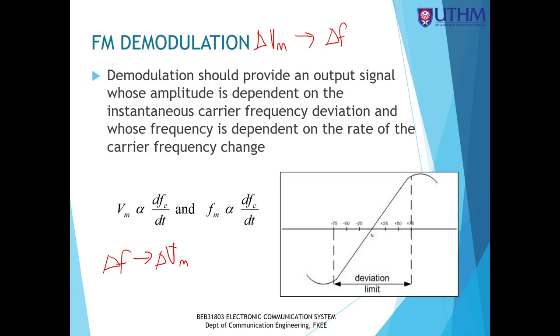This is Vm. Okay, Vm, so this is the general equation. This is just to show the relationship. This shows that Vm is proportional to df over dt.